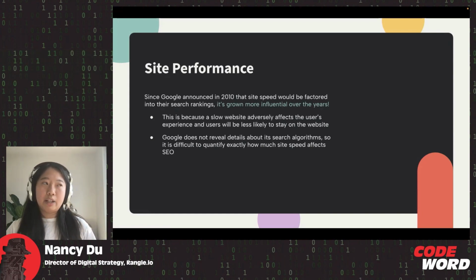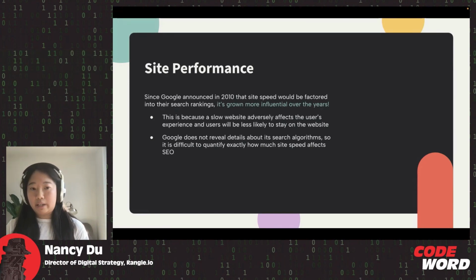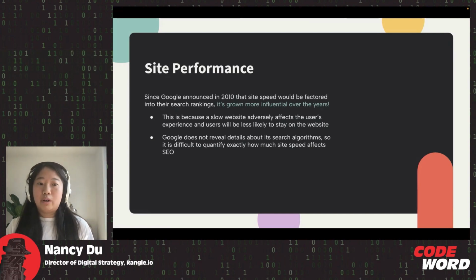So although Google doesn't actually reveal details about their exact search algorithm and what the breakdown and impact is, it is known that site performance is a critical factor, and it can impact more than just your SEO, but also your user experience. And this is really important for Google because a slower website tends to be not a great user experience for your users, and they're less likely to actually stay on the web page. So Google obviously wants to feature websites that are higher quality for their own platform.